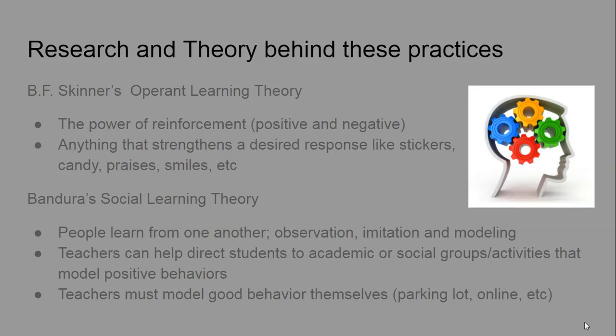Another theory, Bandura's social learning theory, is that people learn from one another: observation, imitation, modeling. Like we talked about before, the teacher models that behavior. Having students get into those activities that I mentioned, joining a club or a sport, or being involved in music, they can see their peers, their classmates, or their heroes, their role models, and so forth, modeling the positive behaviors that they have as well.